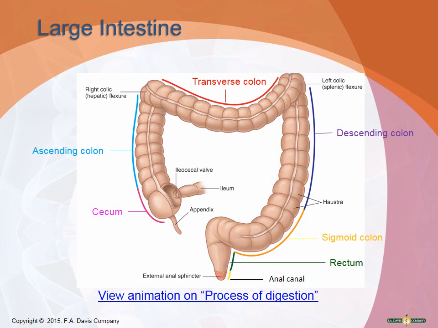So the parts of the large intestine include the cecum, ascending colon, the transverse colon, the descending colon, sigmoid, and then the rectum, and then the anal canal. In the large intestine is where most of the water is absorbed. Most of the nutrients are absorbed through the small intestine, and most water is absorbed through the large intestine.